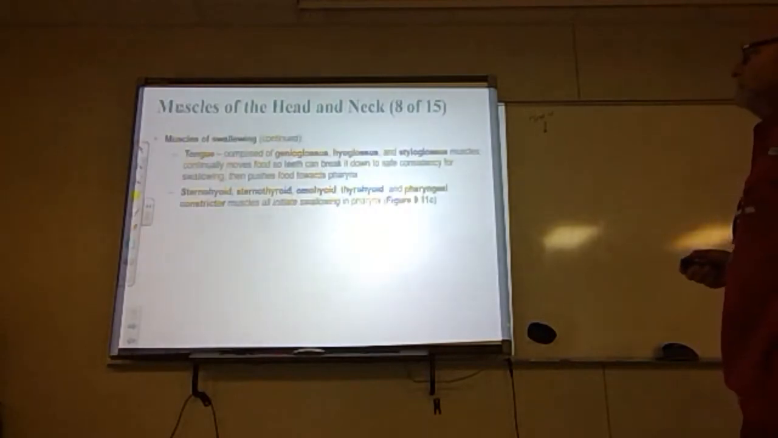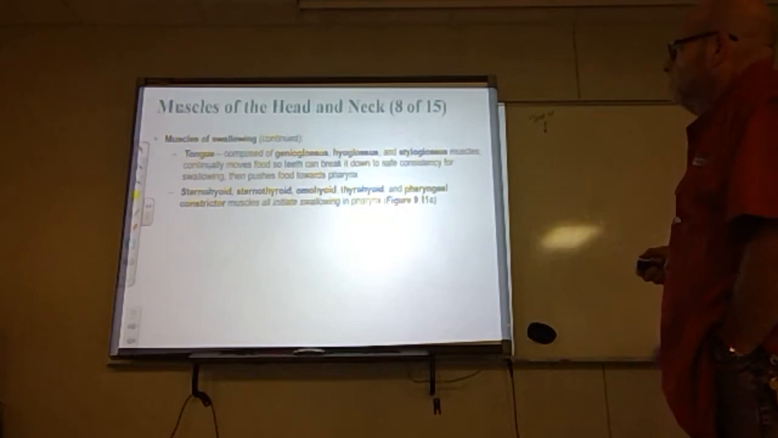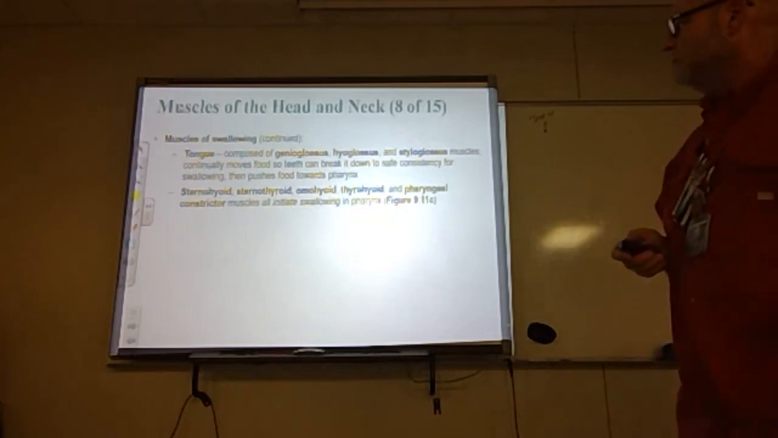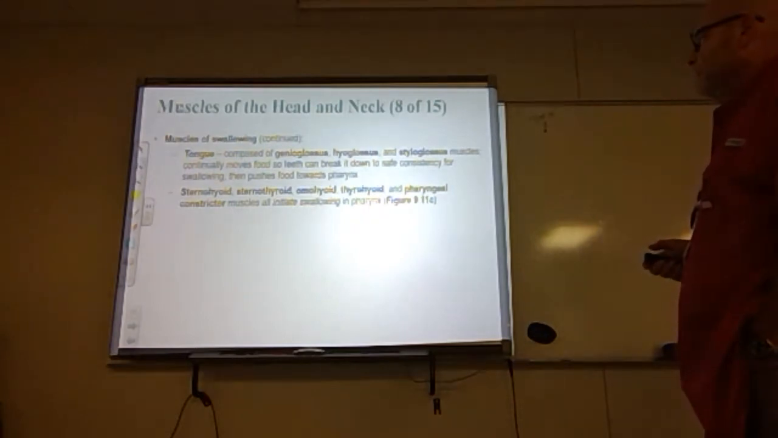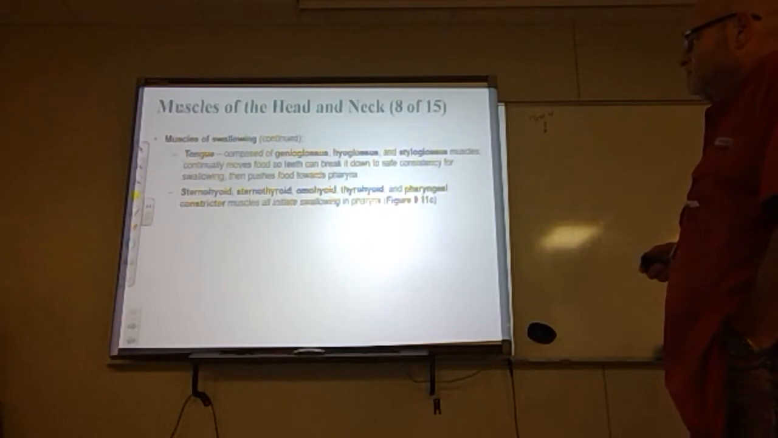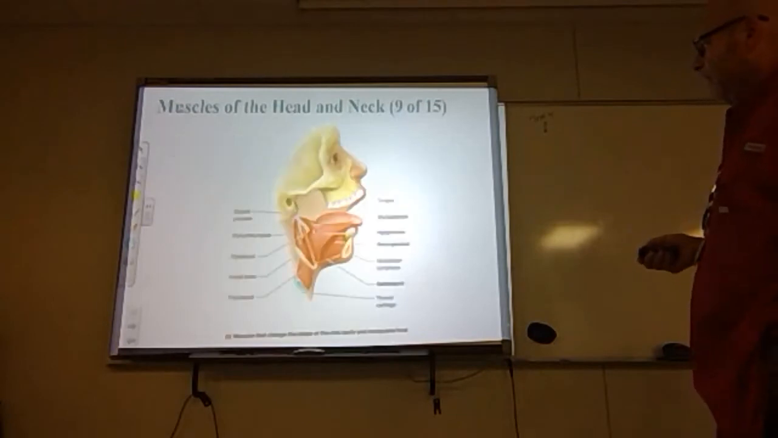The tongue is composed of genioglossus, hyoglossus, and styloglossus muscles. Again, the Greek glossus refers to the tongue. The job of the tongue is to move the food so the teeth can break it down to a safe consistency for swallowing. Then it pushes the food backwards toward the larynx. All of these muscles of the hyoid bone, along with a couple associated with the sternum, the sternohyoid, for example, initiate swallowing.